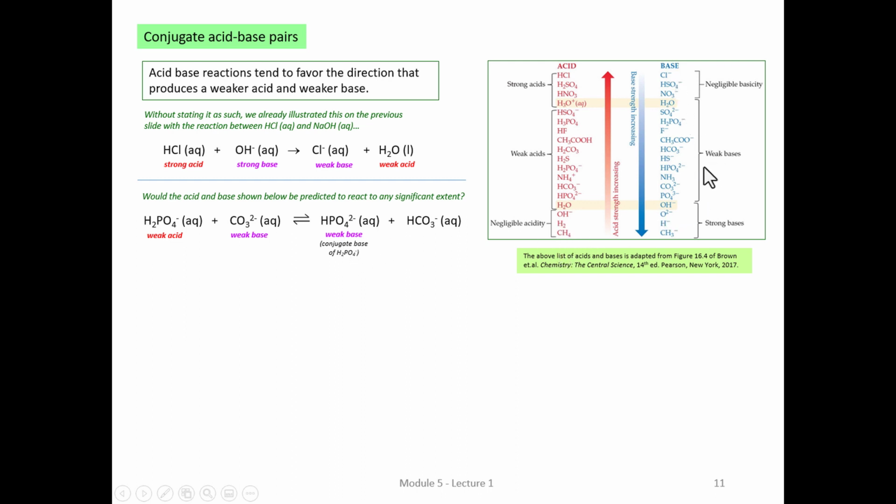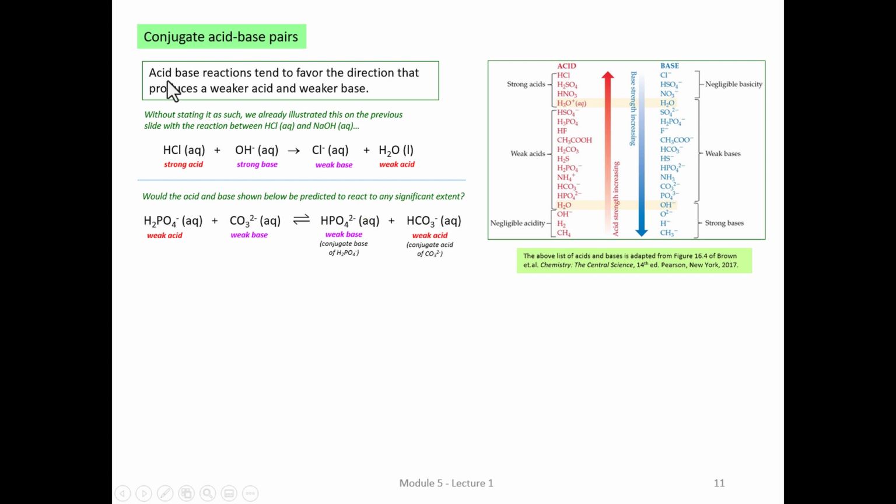Let's find it in the base chart. It's right there. And the other product, if an H+ is donated from H2PO4- to the carbonate, would be hydrogen carbonate. That's the conjugate acid of CO3 2-. Let's find this on the acid chart, and it appears here, and so it's a weak acid. Now remember, we're trying to ask, does this reaction really go to the right to any significant extent? In other words, when equilibrium is reached, which side is favored, the left or the right?